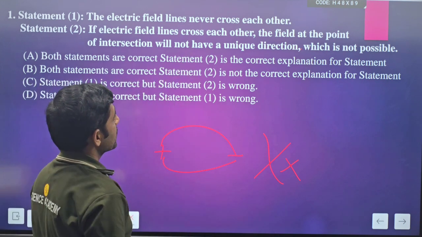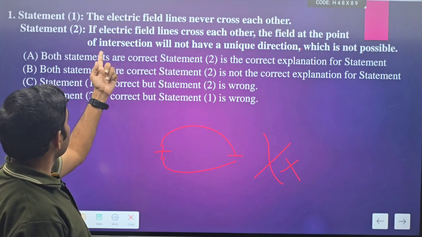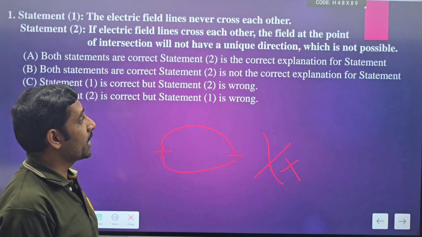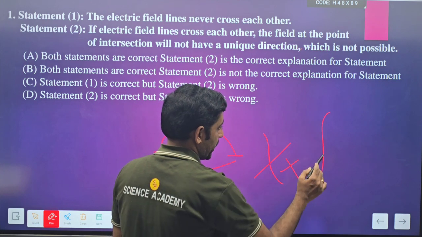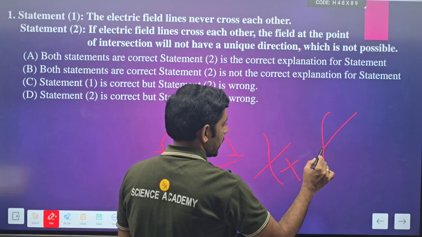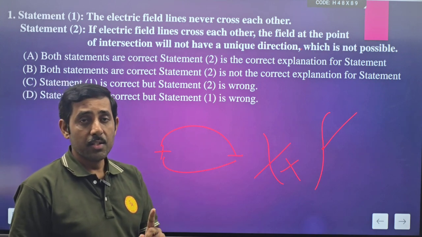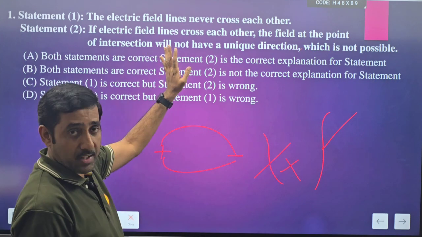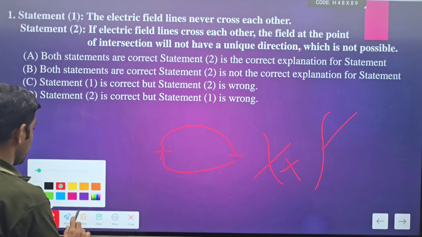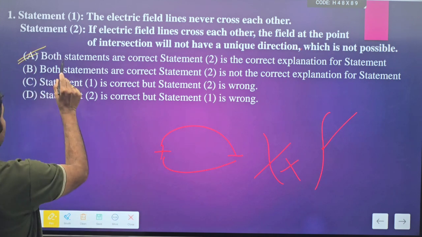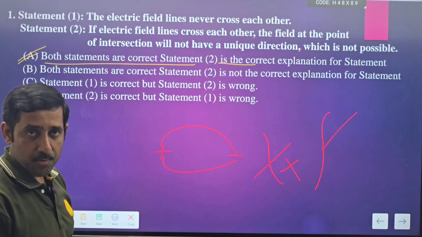If electric field lines cross each other, the field at the point of intersection will not have a unique direction, which is not possible, because for an electric field line you can draw only a single tangent at a point, which gives only one unique direction. So both the statements are correct, and 2 is the correct explanation of the first statement. So that is option 1. Option 1 is the correct answer for the first MCQ.